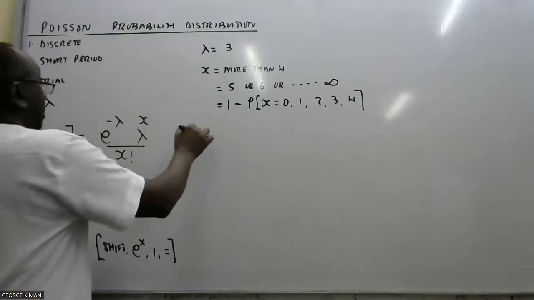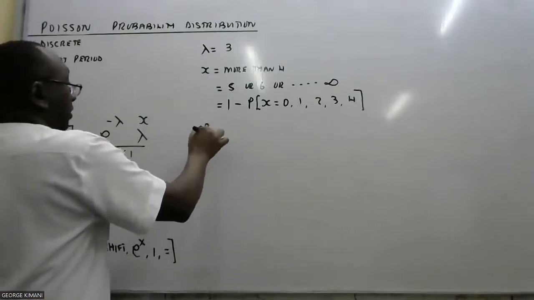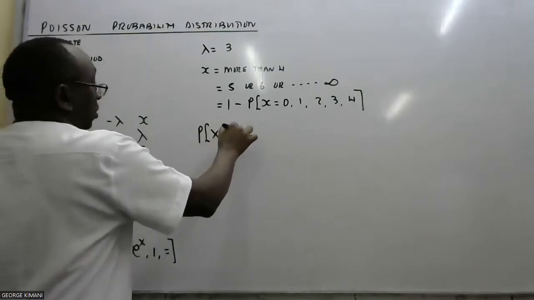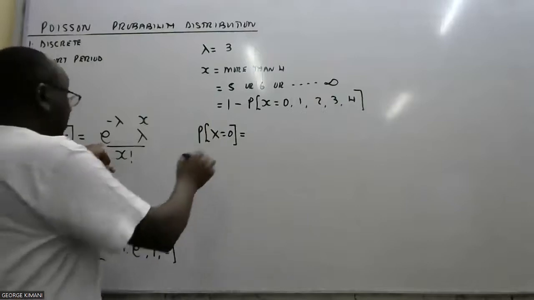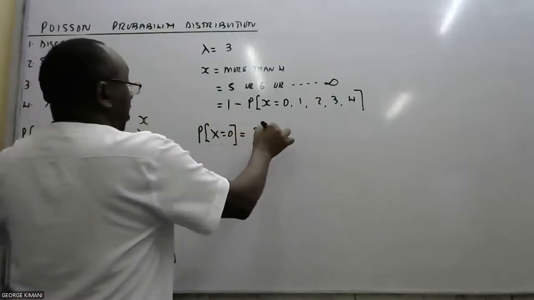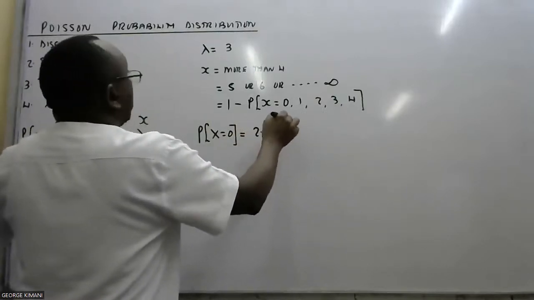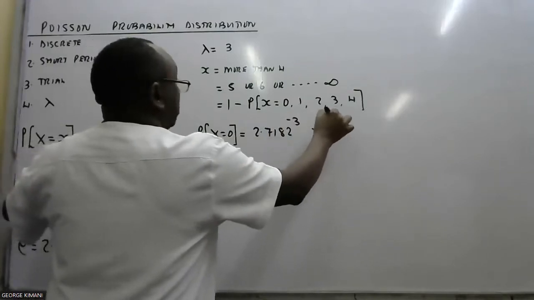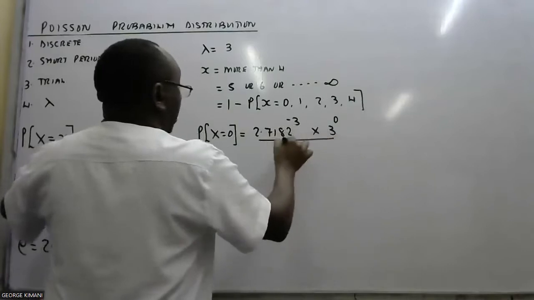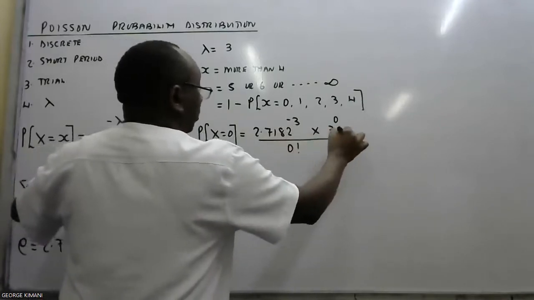So now, the probability that x is 0. We are not using e, so you just write this number, 2.7182. You raise it to the power minus 3, multiplied by 3 raised to the power 0, divided by 0 factorial.